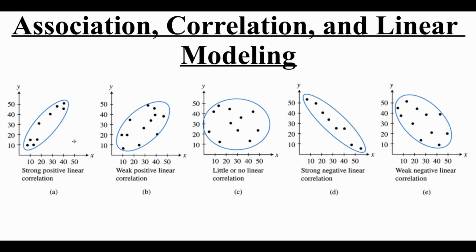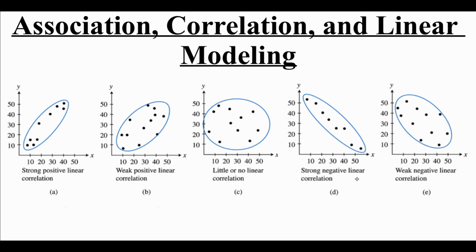And something similar is happening in pictures D and E, except our line looks like it's going down, so we would say that this is a negative association. But the picture in D has a smaller oval than the picture in E, so we would say that this is a stronger negative association.